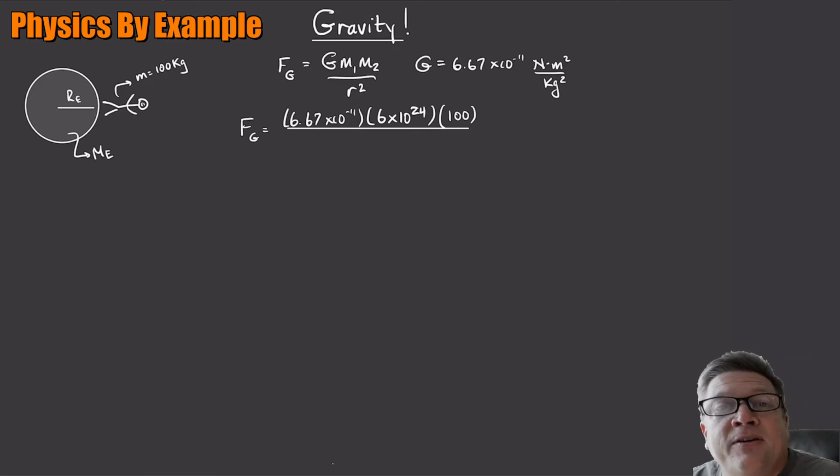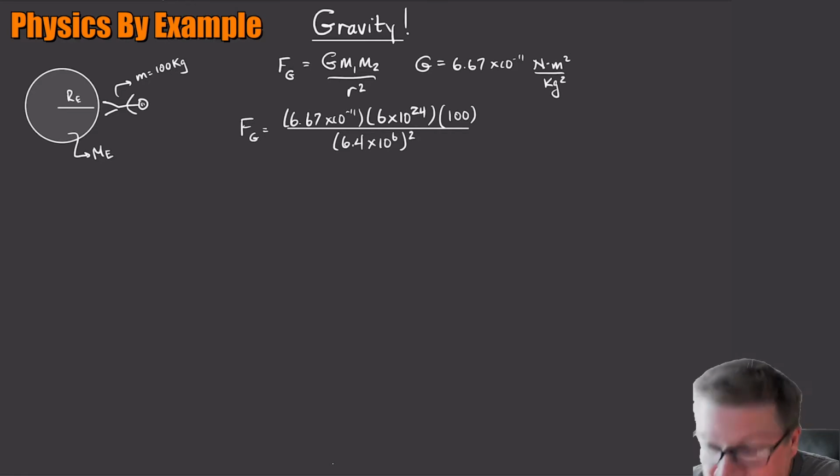But the center of the Earth is a long way away. In fact, the Earth's radius is about 6.4 times 10 to the 6 meters. Okay, so always, always, always, when you're doing these problems, r is the distance between the centers of the masses. So keep that in mind.